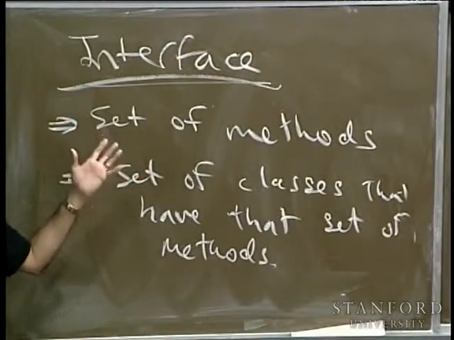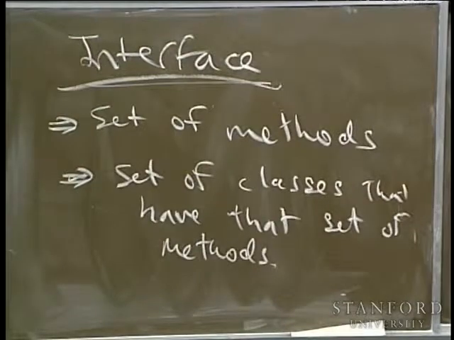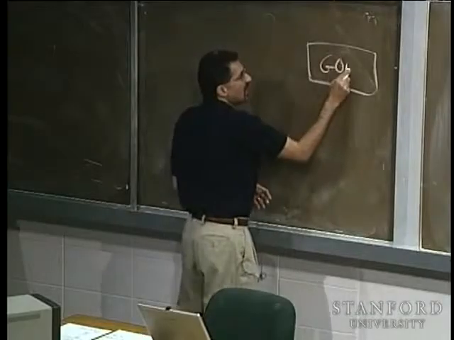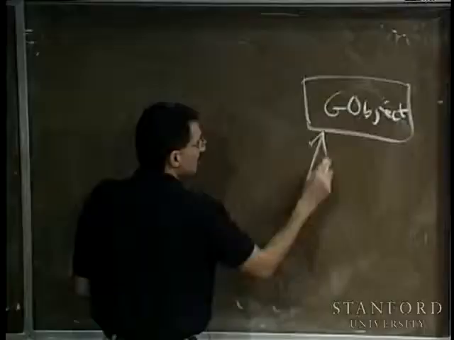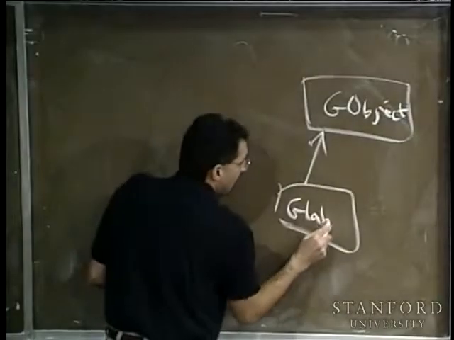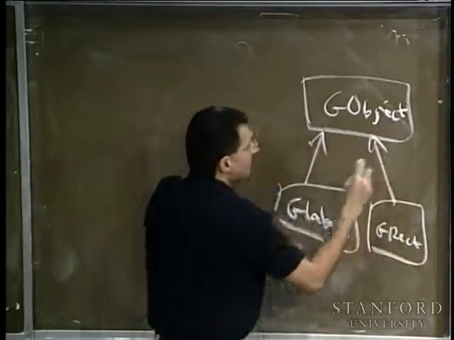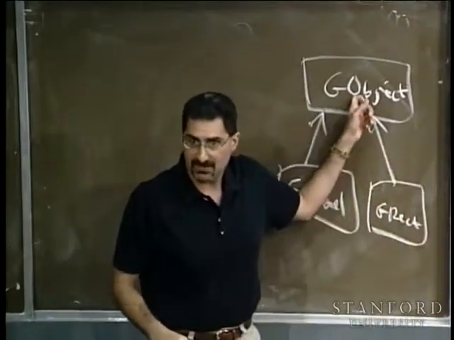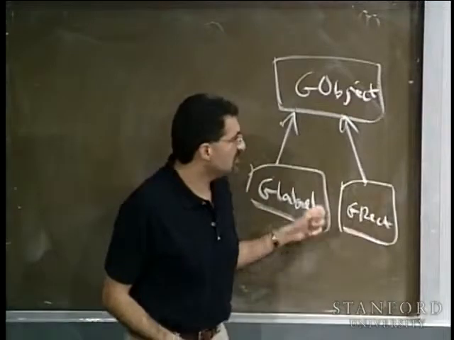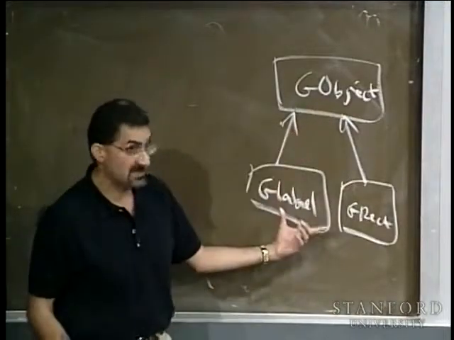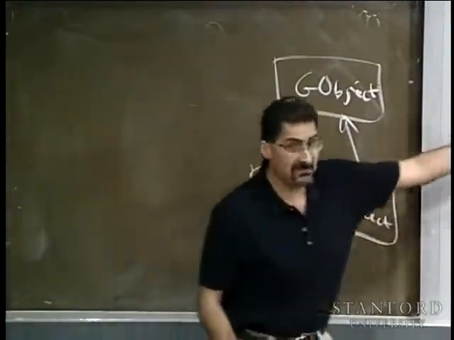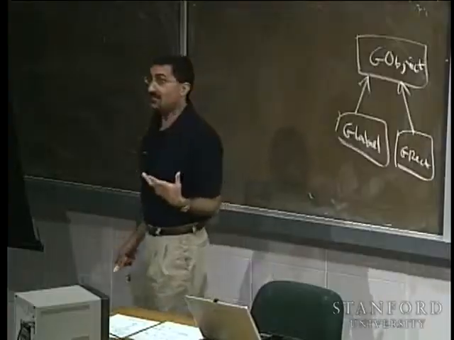Isn't that whole concept of inheritance you talked about sort of like this, right? Because if you have over here your G object, and you have something that's a G label, and something else that's a G rect, you told me a G object has some set of methods. So doesn't the fact that G label and G rect are both G objects mean they're classes that have the same set of methods? Yes, that would be true.